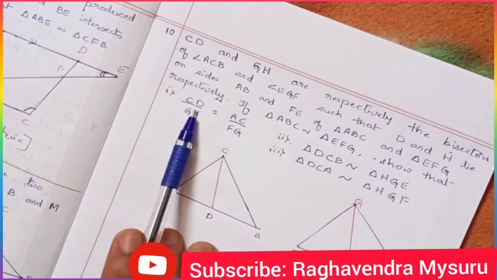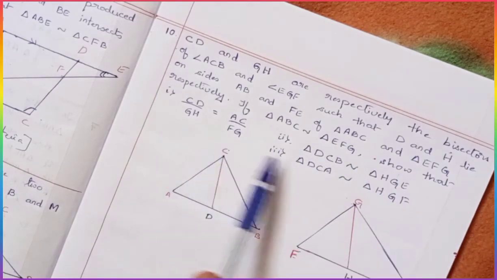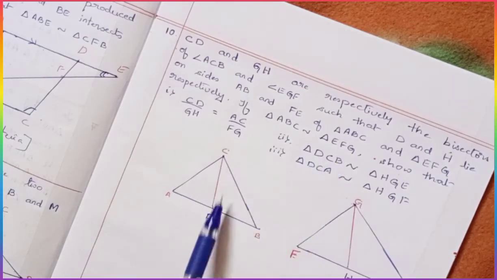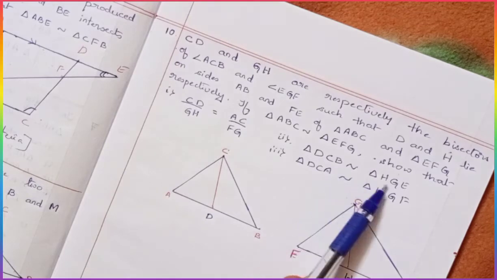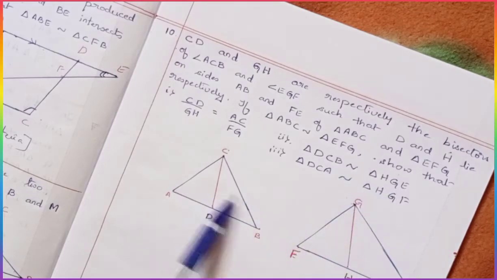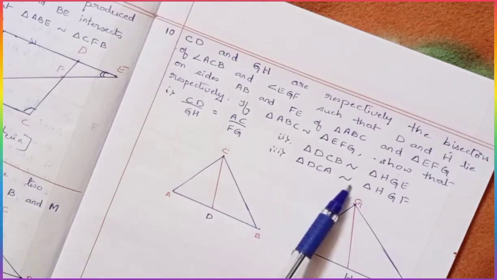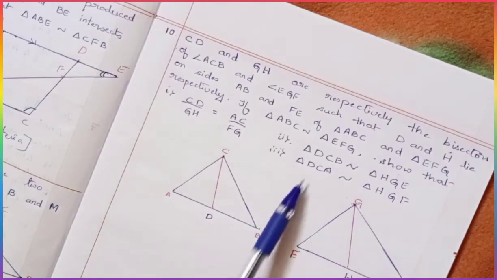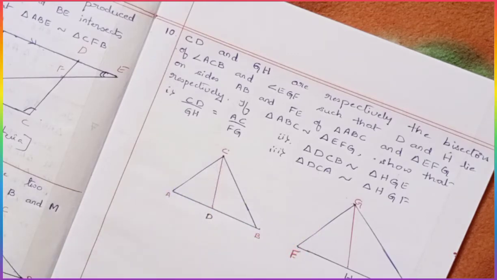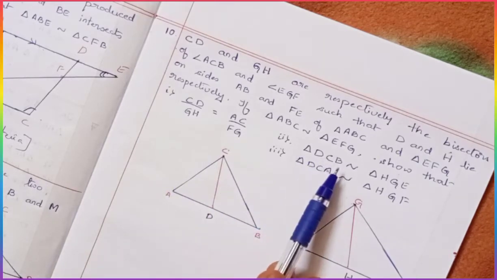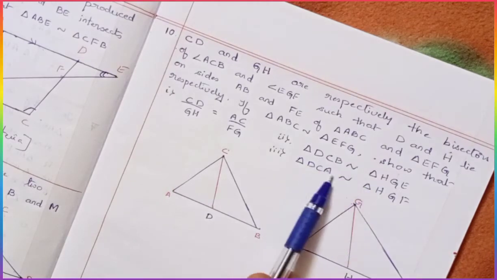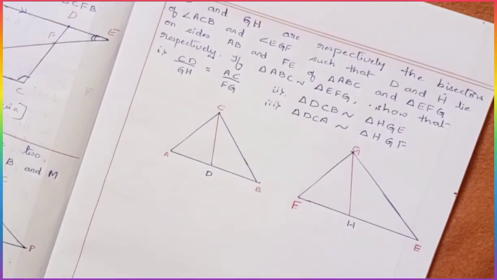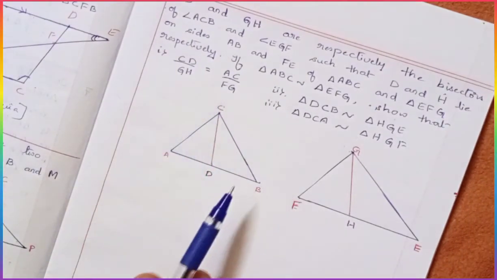What we need to prove? We need to prove the sides ratios are equal, and the triangle DCB is similar to triangle HGE. So we need to prove these two triangles are similar, and DCA triangle is similar to HGF. So HGF is here and DCA is here. So first we will prove the similar triangles of these two pairs of triangles. Then we will go for the corresponding sides ratio. I hope that you have understood the question and the figure which I have drawn here.